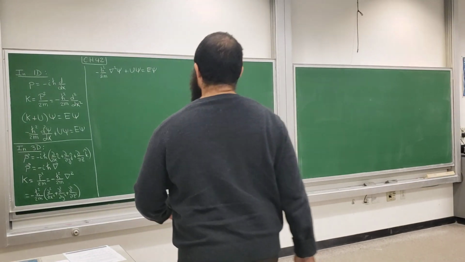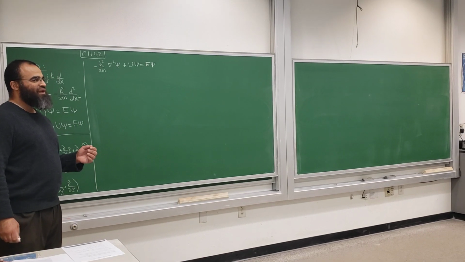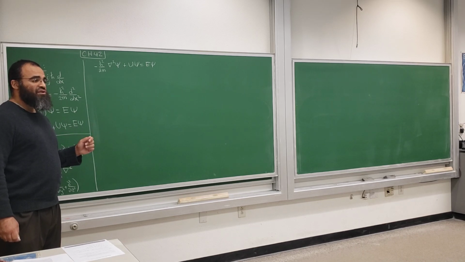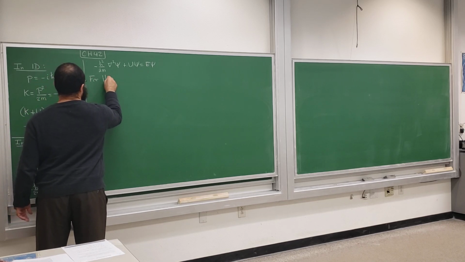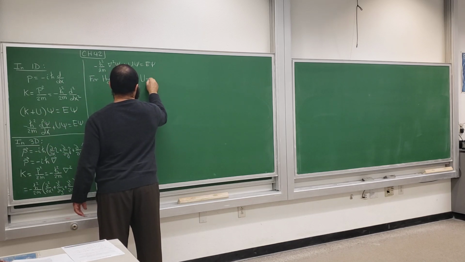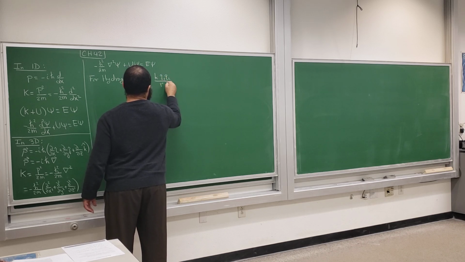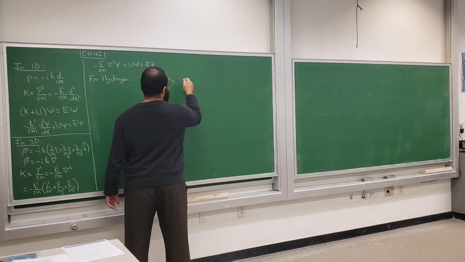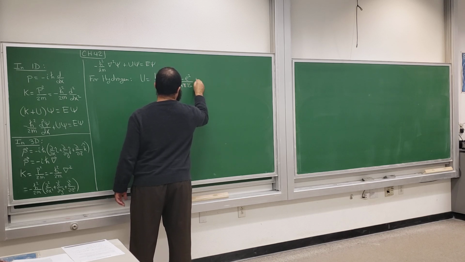So for the hydrogen atom, what do we have in it? You have a proton in the middle and an electron going around it, right? So the potential for hydrogen, remember the potential is K Q1 Q2 divided by r. K is 1 over 4 pi epsilon naught. Q1 is, one of them is plus, the other one is minus e. So we get minus e squared over 4 pi epsilon naught times 1 over r.